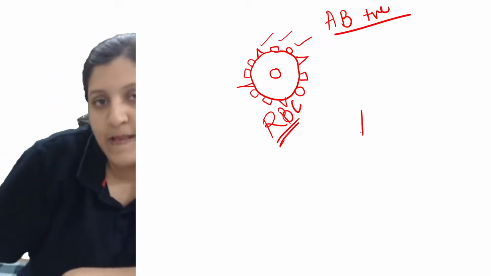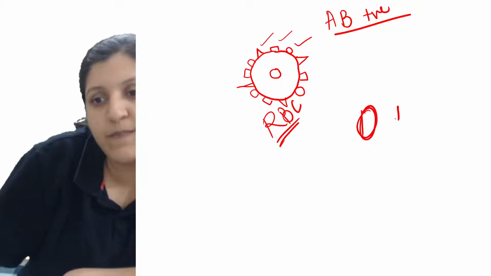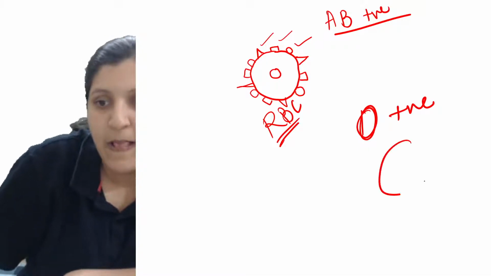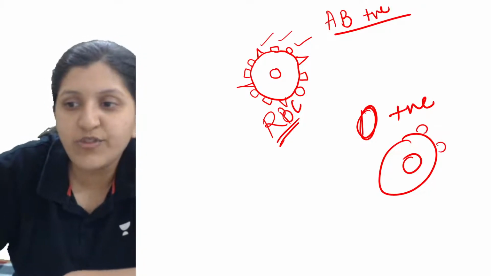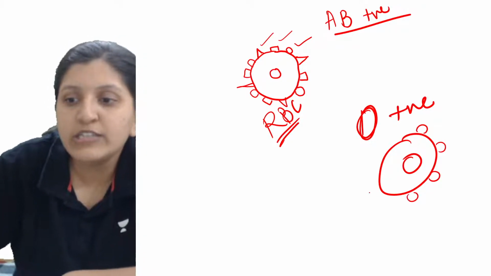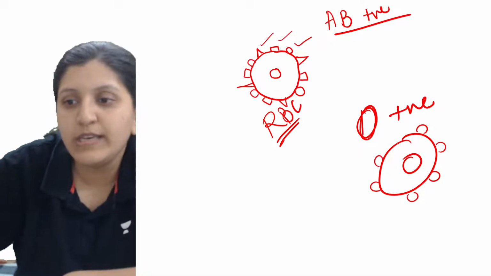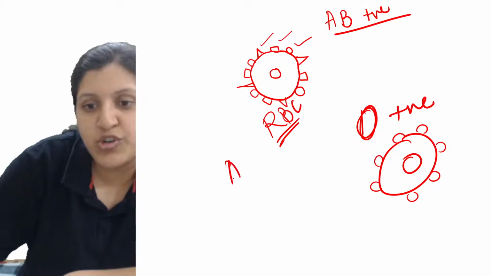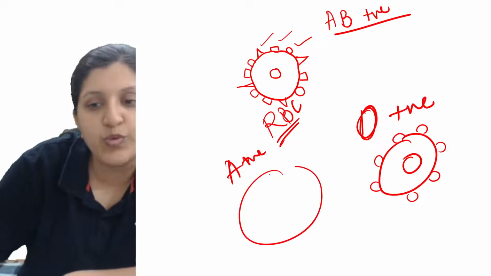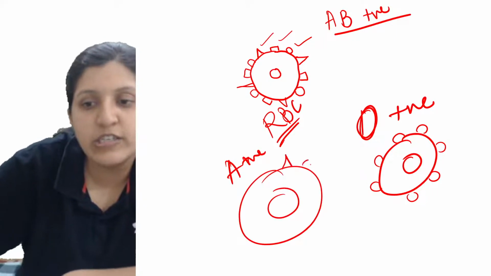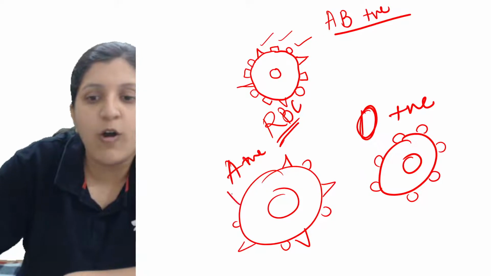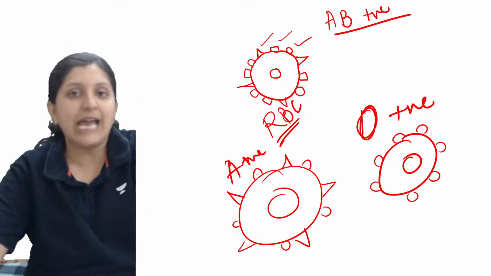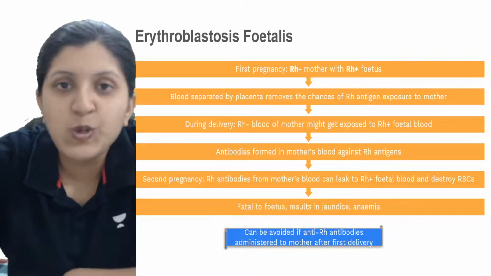If we are just looking at O positive, so this is the O positive blood group. In case of O positive, this is the RBC, and you can find just Rh antigens present on the surface. If we are mentioning A positive, what would be the case? A antigen is there, Rh antigen, A antigen, Rh antigen. So depending on whether this antigen is present, it is called positive.